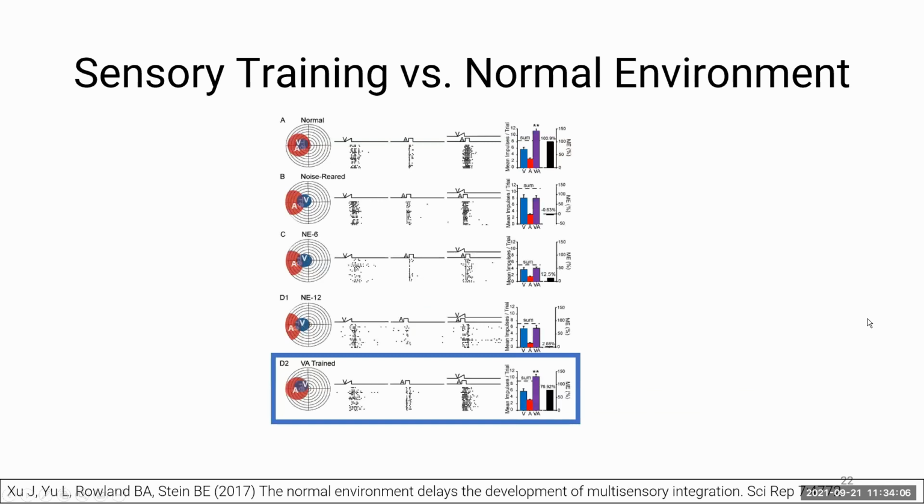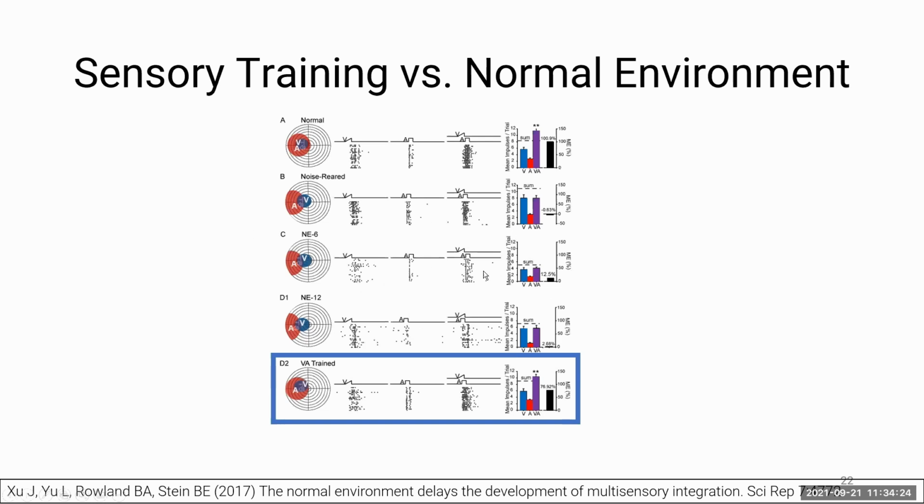And what you find is that the sensory training paradigm does develop enhancement capabilities in noise-reared animals, but a normal environment doesn't, not on this timeline. Okay, and that was 12 months. So it's a year of normal environment experience.